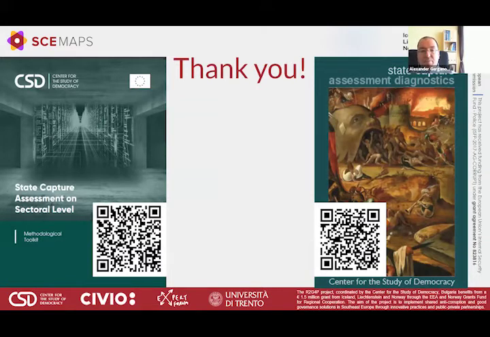To the left is the methodological toolkit you can download and read all the details of how to apply these tools. And to the right is the 2019 publication about state capture, which contains more theoretical background and more interesting results from the piloting of this tool.